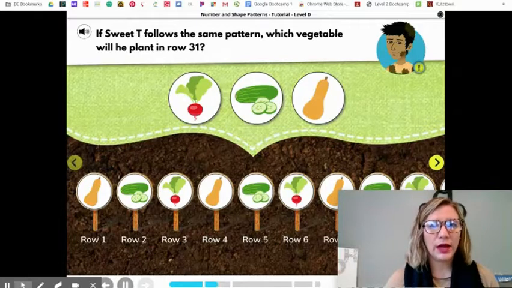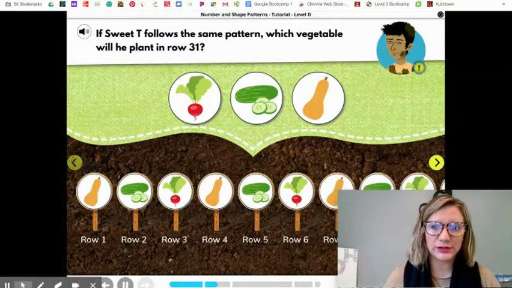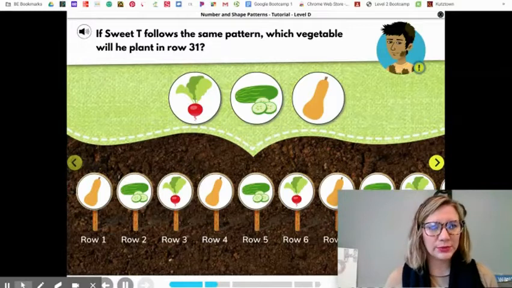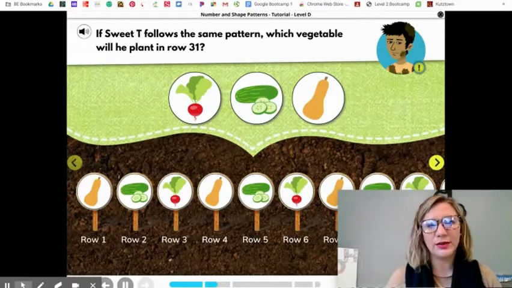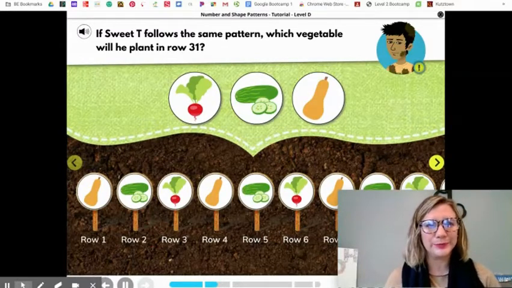Okay, well, if I think of the number 31, I know that the number 30 is a multiple of 3. So 10 times 3 is 30. Great. So number 30 has to be a radish because it's a multiple of 3. So simply, I just look at the vegetable that comes next after a radish, and that ideally should be 31 when it comes to our pattern.